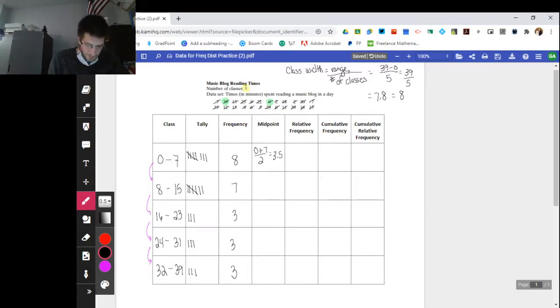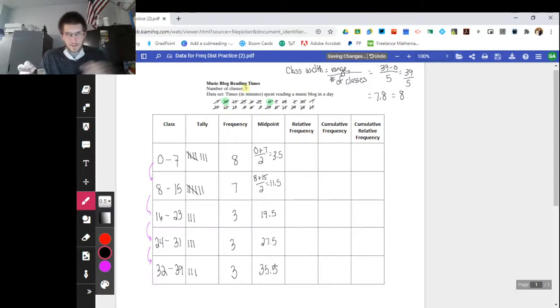If you don't believe it, we can keep doing the formula. 8 plus 15 divided by 2. Well, that's 23 divided by 2. What's half of 23? It'd be 11.5, which you can see is just 3.5 plus 8. So let's just keep adding 8. We'll go 19.5, 27.5, and then 35.5 for all of my midpoints.